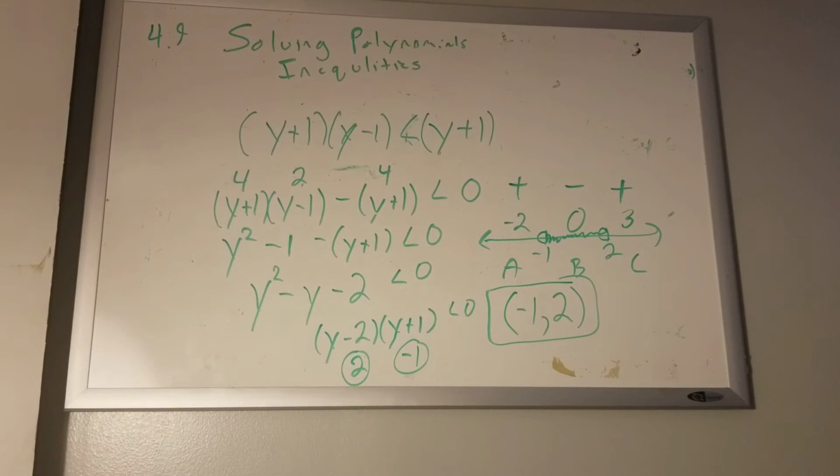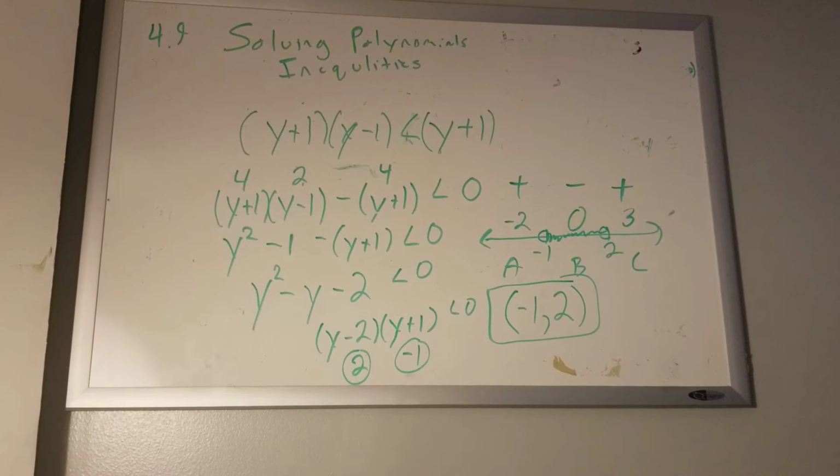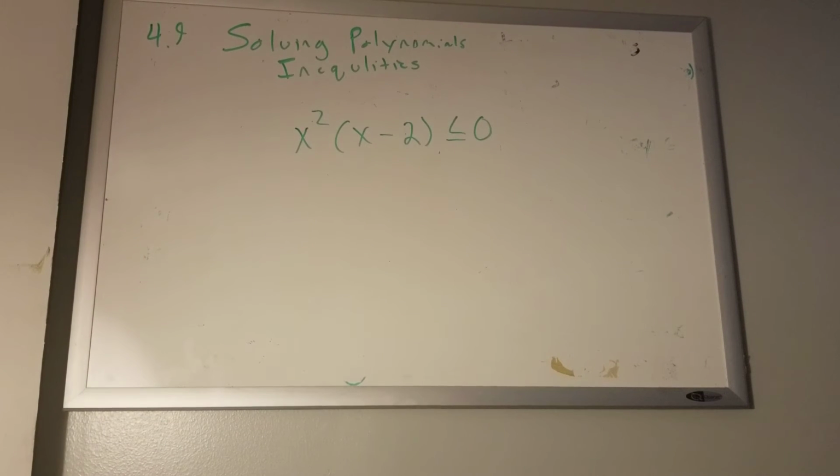Now you notice the pattern, as I said. We'll do one more where that pattern doesn't hold. All right, our last one: x squared times (x minus 2) is less than or equal to 0.